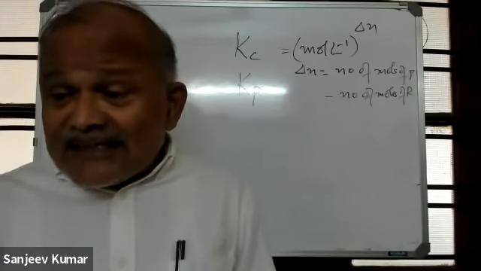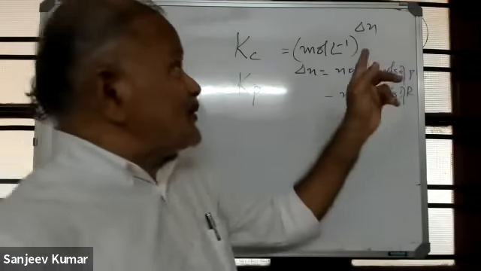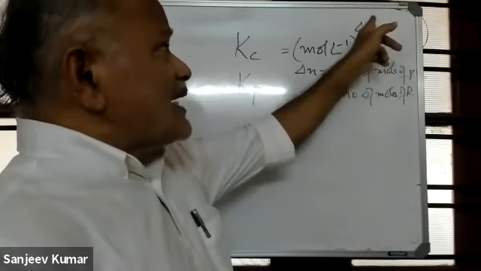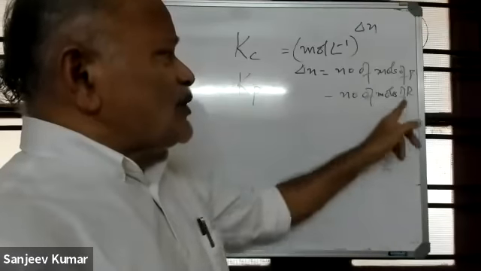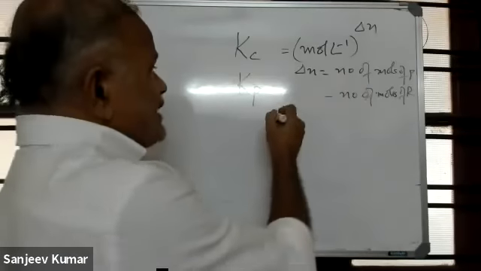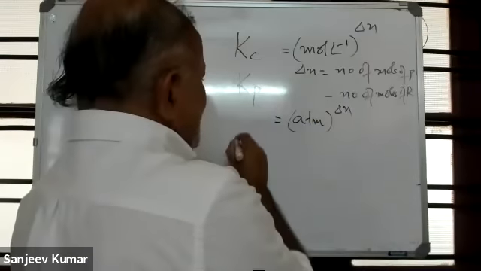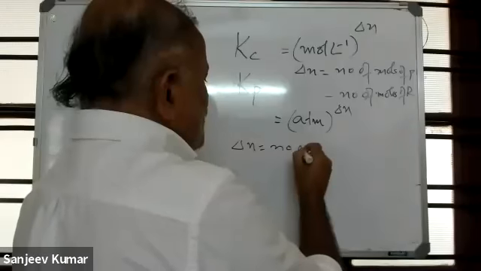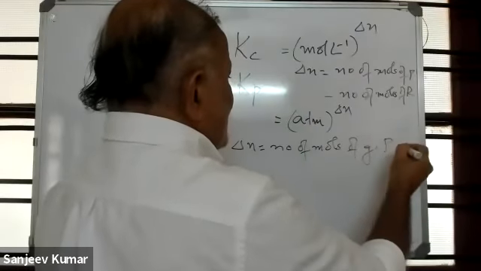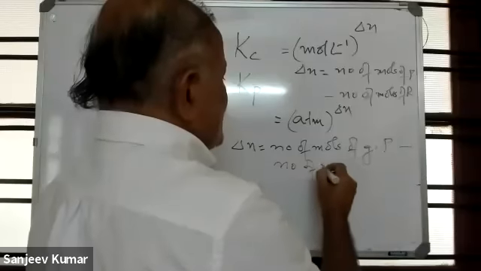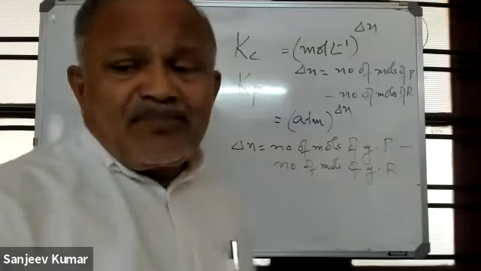That is, the Kc and Kp may or may not have unit, and Kc has the unit mole per liter raised to delta n, where delta n is the number of moles of product minus number of moles of reactants. And for Kp, the unit is atmosphere raised to delta n, where delta n is equal to number of moles of gaseous product minus number of moles of gaseous reactants. That is in the case of Kp.